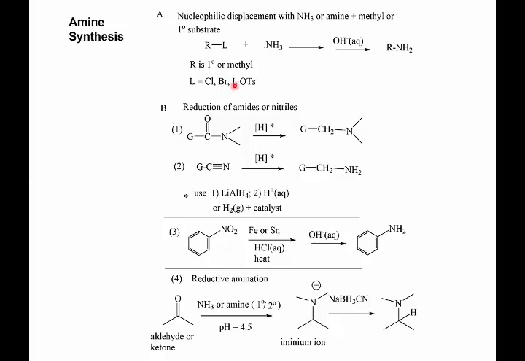You can use reduction to synthesize amines. In chapter 21, we learned that amides with a powerful reducing agent like lithium aluminum hydride reduce the amide to an amine. You can also use hydrogen and a catalyst there, that I haven't commented on, and so that's an alternative way to reduce amides to amines.